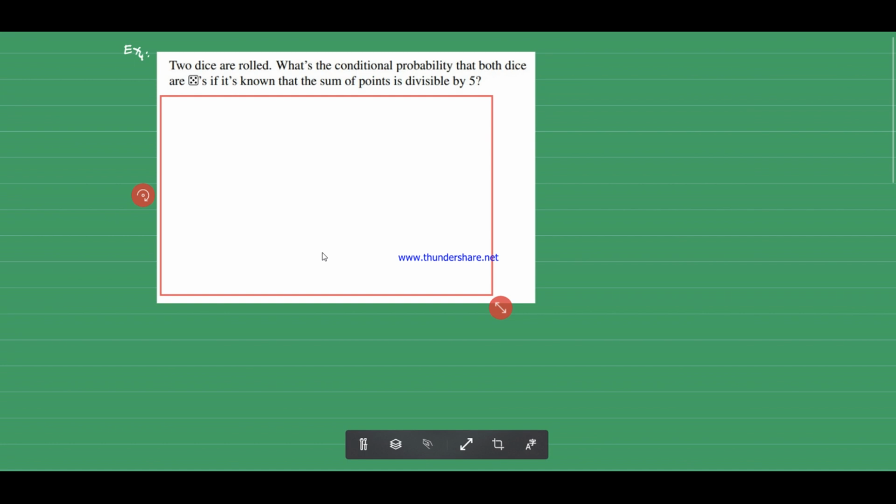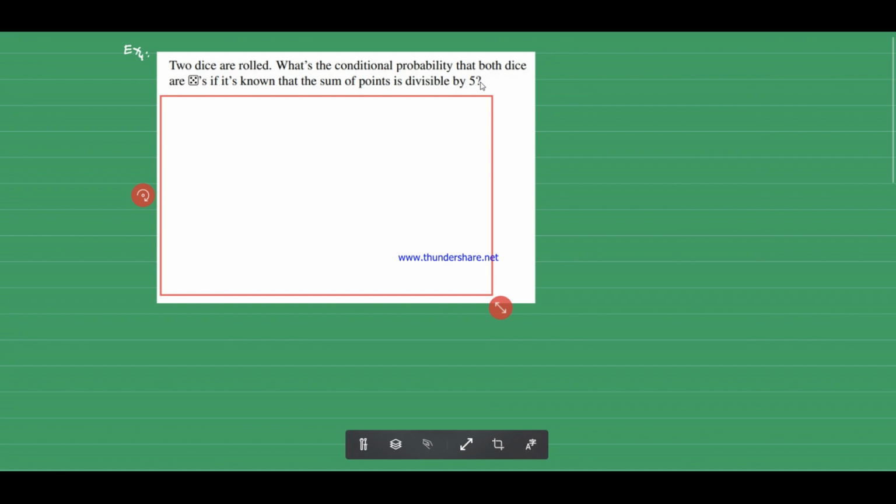In this example number 4, kind of similar to the previous one, example 3. But now we roll 2 dice. Last time we rolled a die twice, but now we roll 2 dice. What is the conditional probability that both dice are number 5, if it is known that the sum point is divisible by 5? It means that the last digit of the sum must be 0 or 5, right?